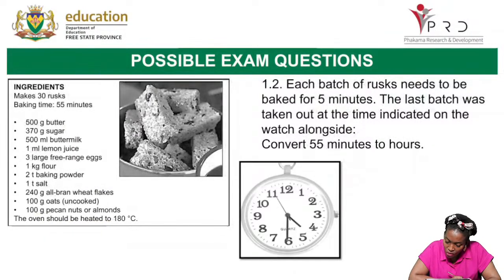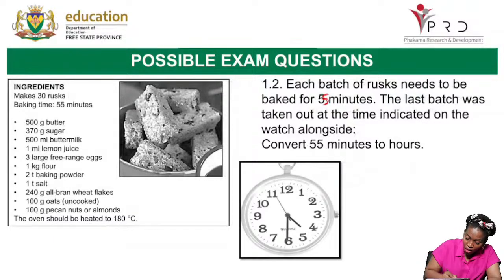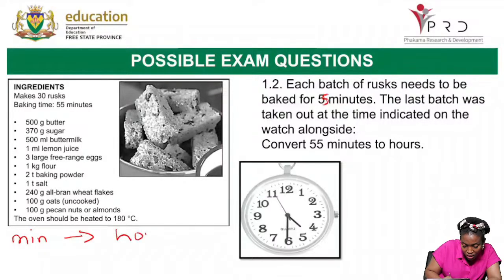1.2, each batch of rusk needs to be baked for 5 minutes. The last batch was taken out at the time indicated on the watch. Convert, I'm sorry, it's not 5 minutes. It was actually supposed to be 55 minutes. So this is a typing error. Each batch of rusk needs to be baked for 55 minutes. So convert the 55 minutes to hours. Remember, I spoke about the conversion between time. You must know them. The conversion factor between minutes and hours is what? It's 60. It's 60.